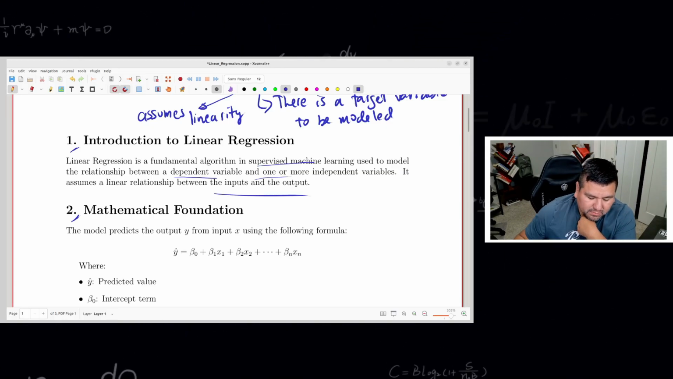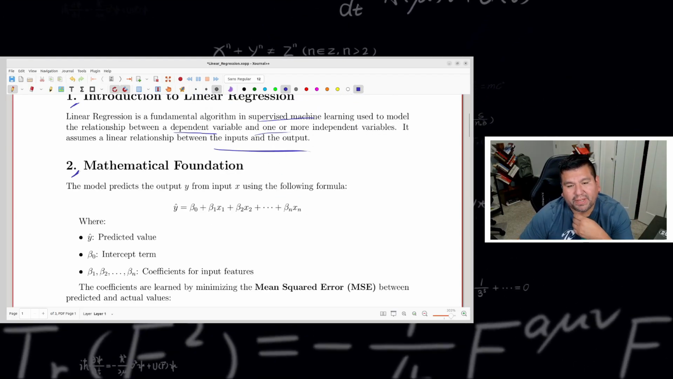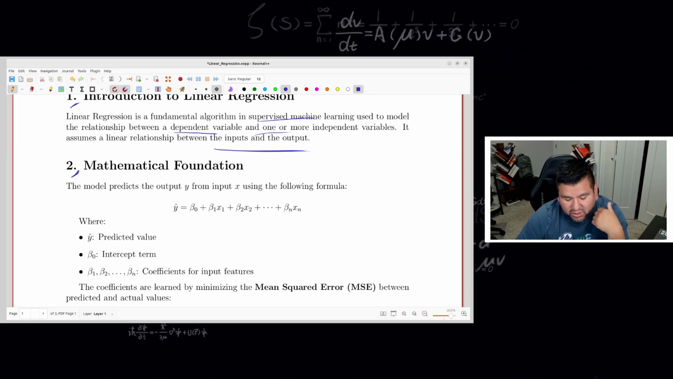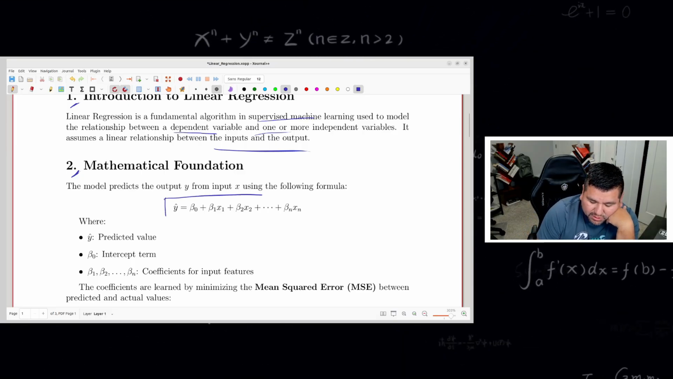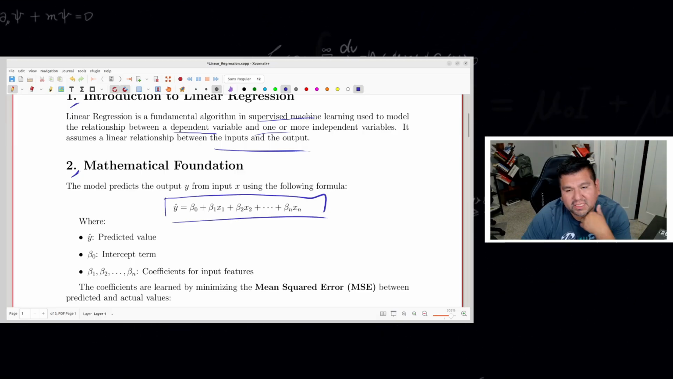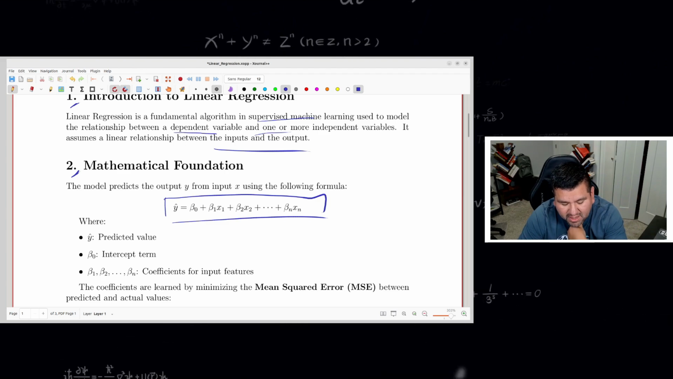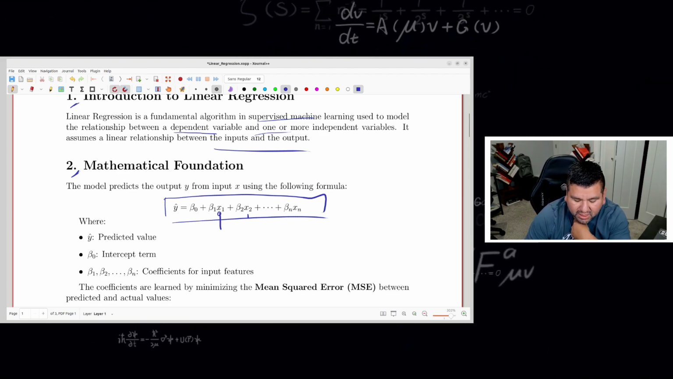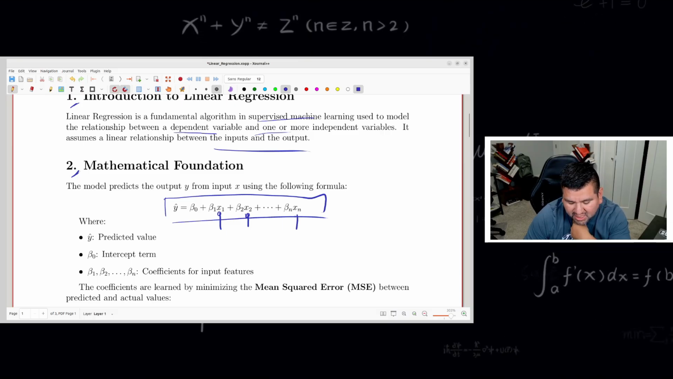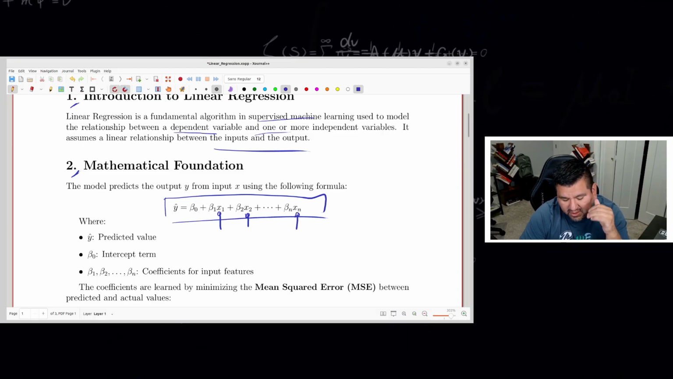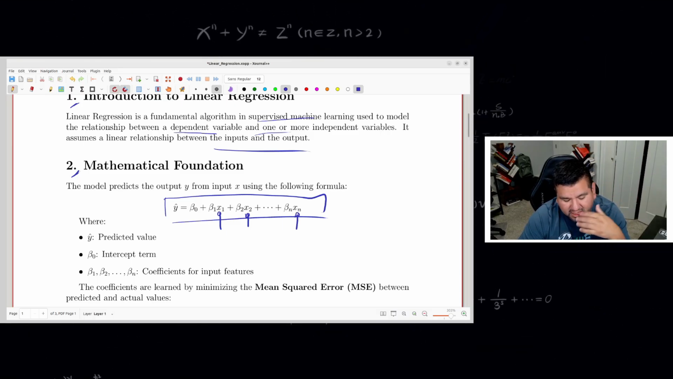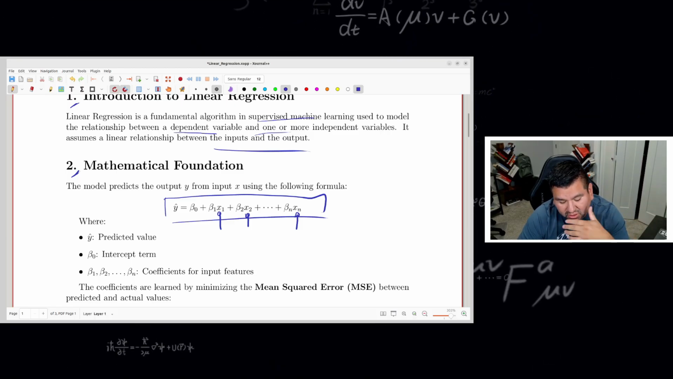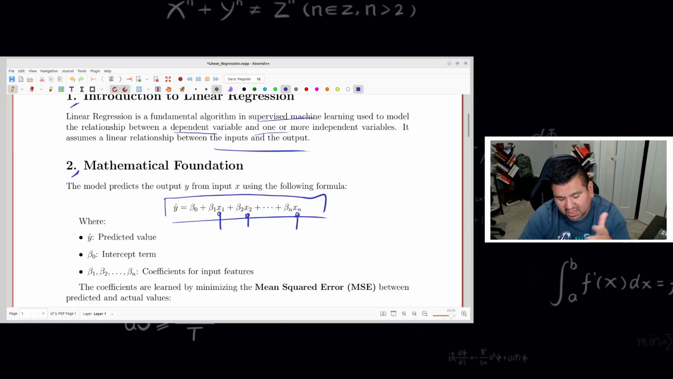Section 2, mathematical foundation. When you are building a linear regression model, you make the following assumption: y is a linear relationship of the inputs. Here x1 is one of the inputs, x2 is another of the inputs, and in general, xn is another of the inputs. So we are modeling y as a linear function of x1, x2, all the way up to xn.